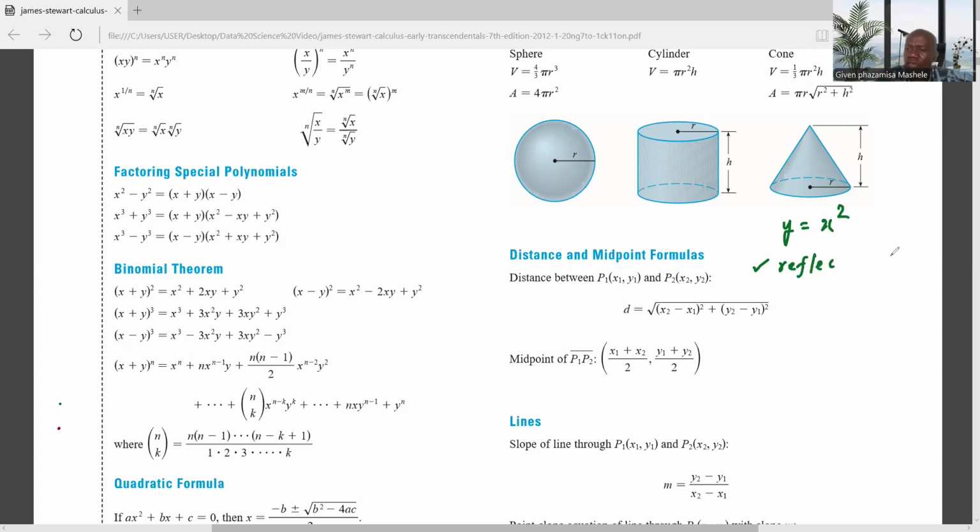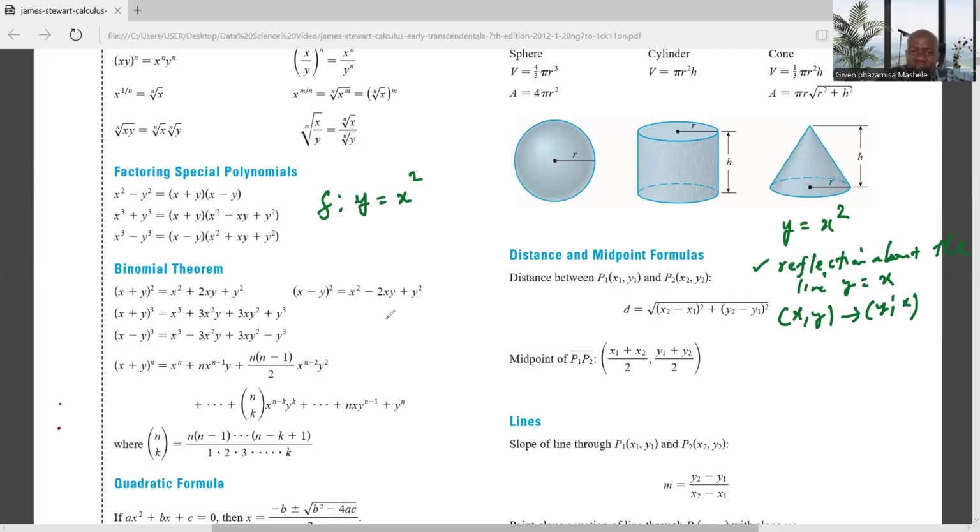Reflection about the line y equals x. So what does this mean? It means you have to swap the values of x and y. So x becomes y and y becomes x. Then from there we make y the subject of the formula, which means when you have y equals x squared, to determine the inverse, if this is the f, it means the inverse will be this.